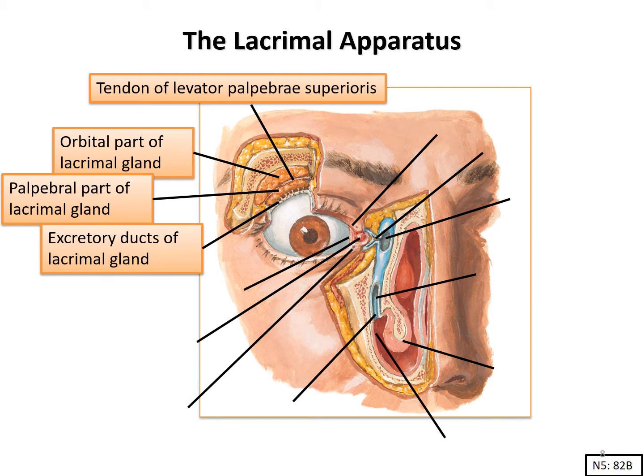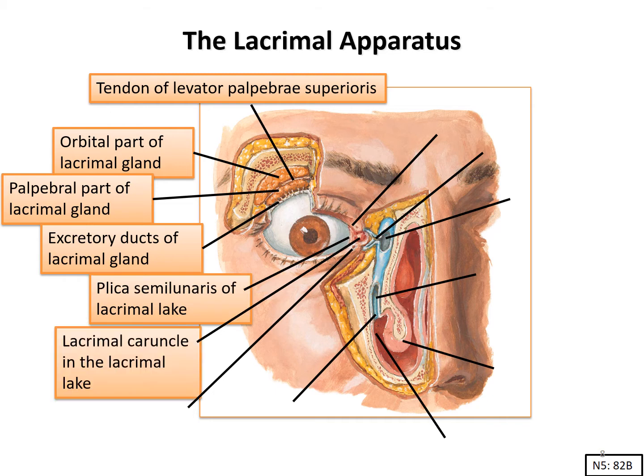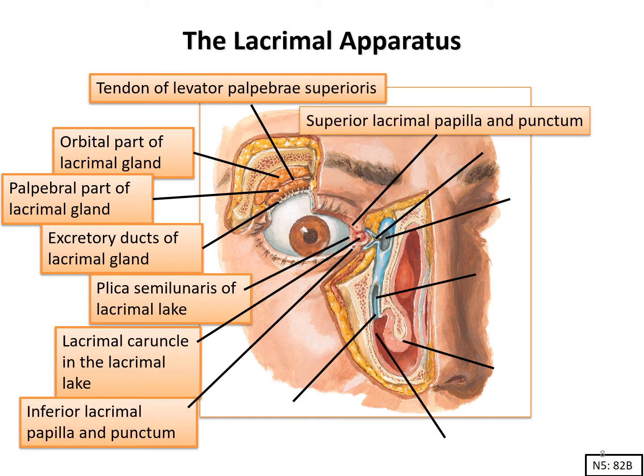Here are the excretory ducts of your lacrimal gland. The plica semilunaris of the lacrimal lake, the little skin here. The lacrimal caruncle, it's like a little island within the lacrimal lake. You have the superior lacrimal papilla and punctum, which is the opening, and the inferior lacrimal papilla and punctum, which will then drain into the lacrimal canaliculi, little channels, into the lacrimal sac.